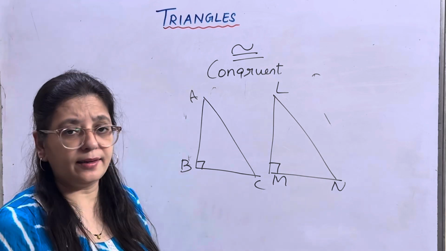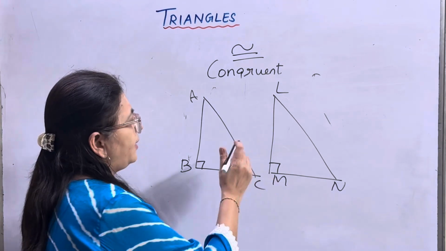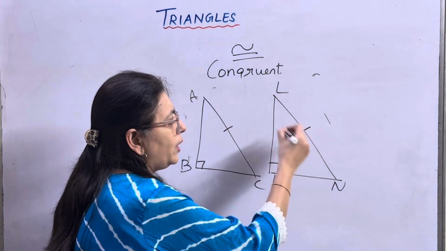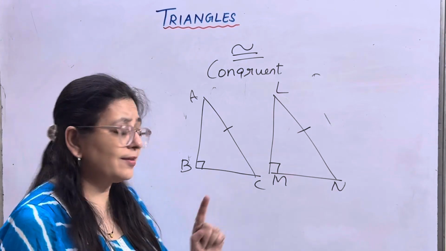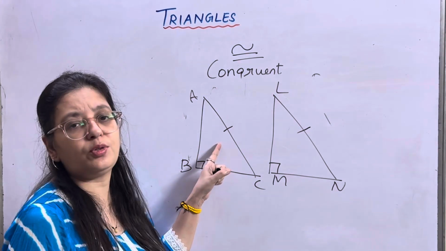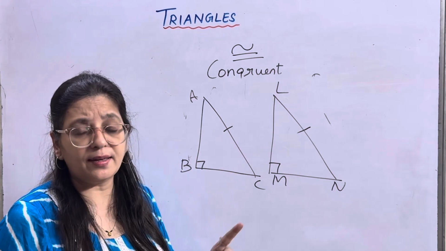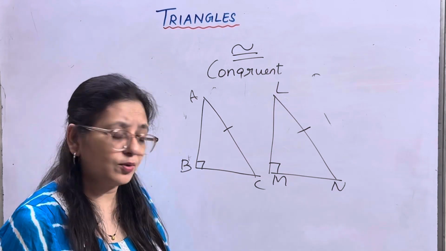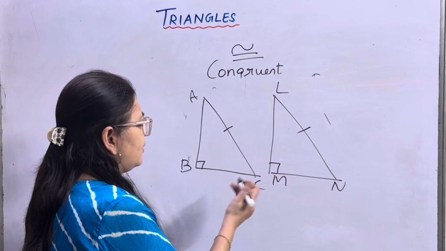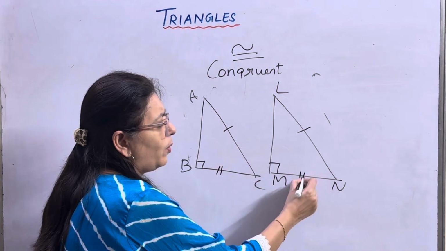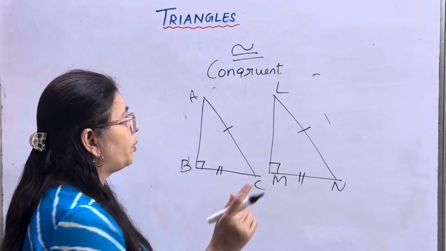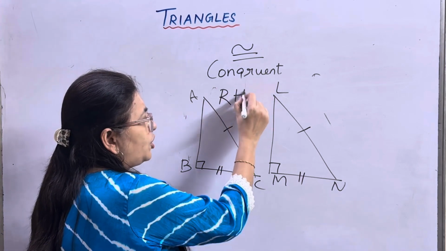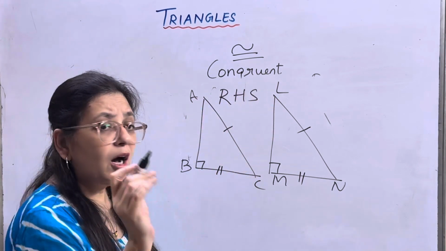These two are right angle triangles. And I say that AC is equal to LN. Now what is AC? AC is the longest side. The side which is opposite to the right angle is the longest side and it is called the hypotenuse. And any of the other sides, say BC is equal to MN. Then these two triangles are congruent by the RHS test.